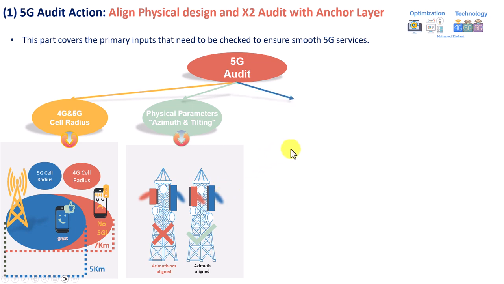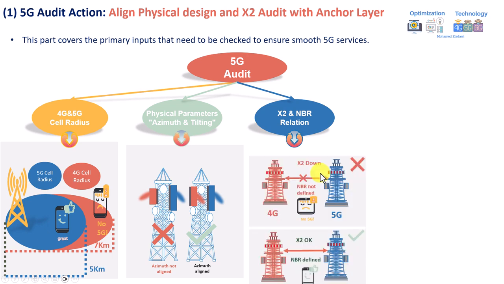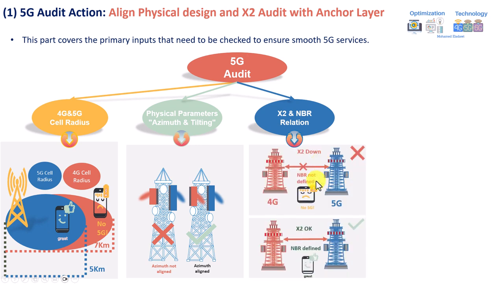And the third point is about X2 and neighbor relation in general. As I mentioned, this ENDC in general requires a neighbor definition, right? So one of the things we are going to discuss in the planning part is that you are required to have a neighbor definition or frequency definition, for example, from 4G to 5G, where you define the frequency of the 5G and the 4G side. Also, you need a neighbor definition from 5G to 5G.